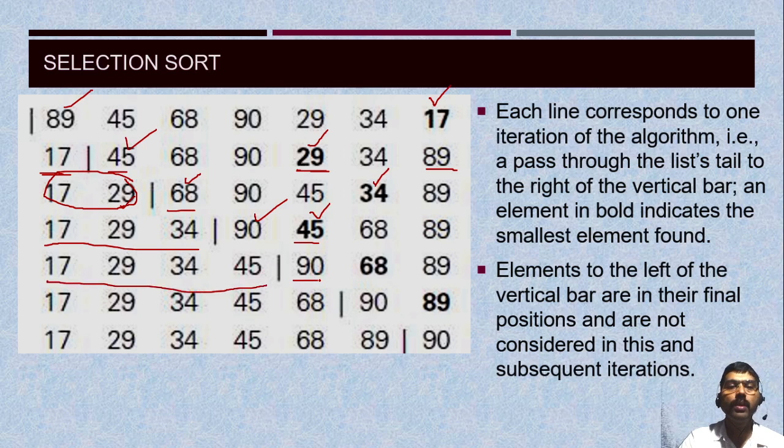Now start from here to here. 90 is replaced with 68. 68 comes here, 89 comes here. Now 90 and 89 are compared. N minus 2 and n minus 1 are compared here. We found that 89 is smaller. Just exchange, and 90 is placed here. And this is called selection sort.